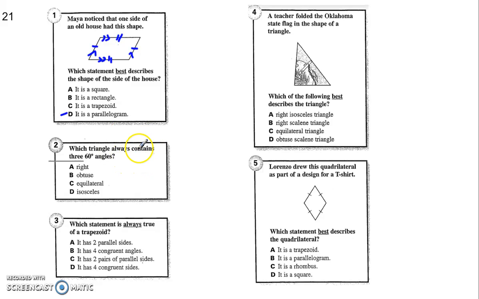Which triangles always contains 3 60-degree angles? An equilateral triangle. 3. What is always true of a trapezoid? It has 2 parallel sides.